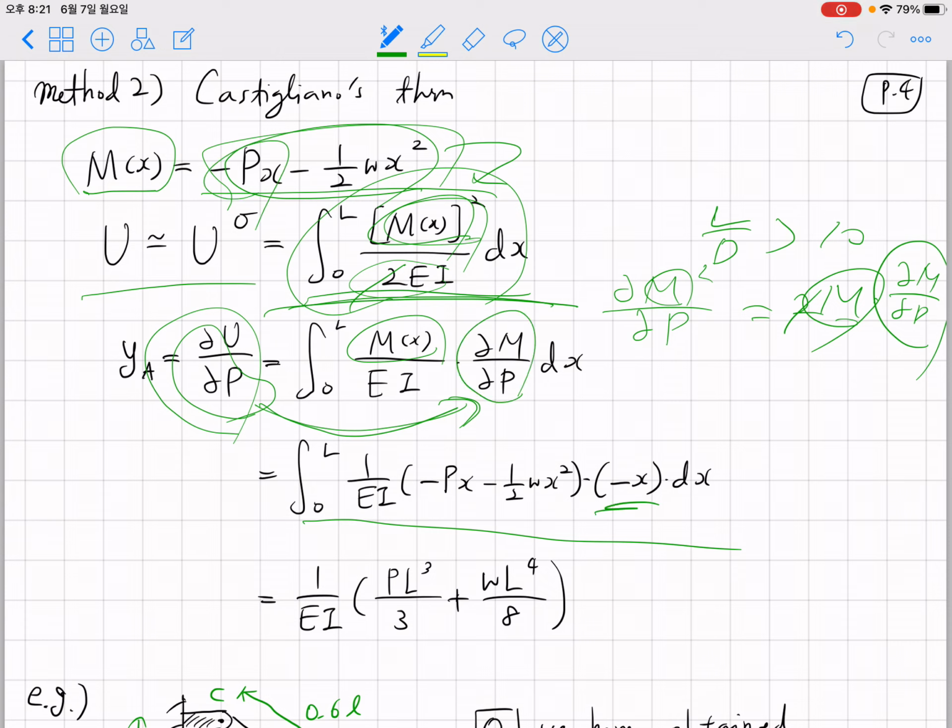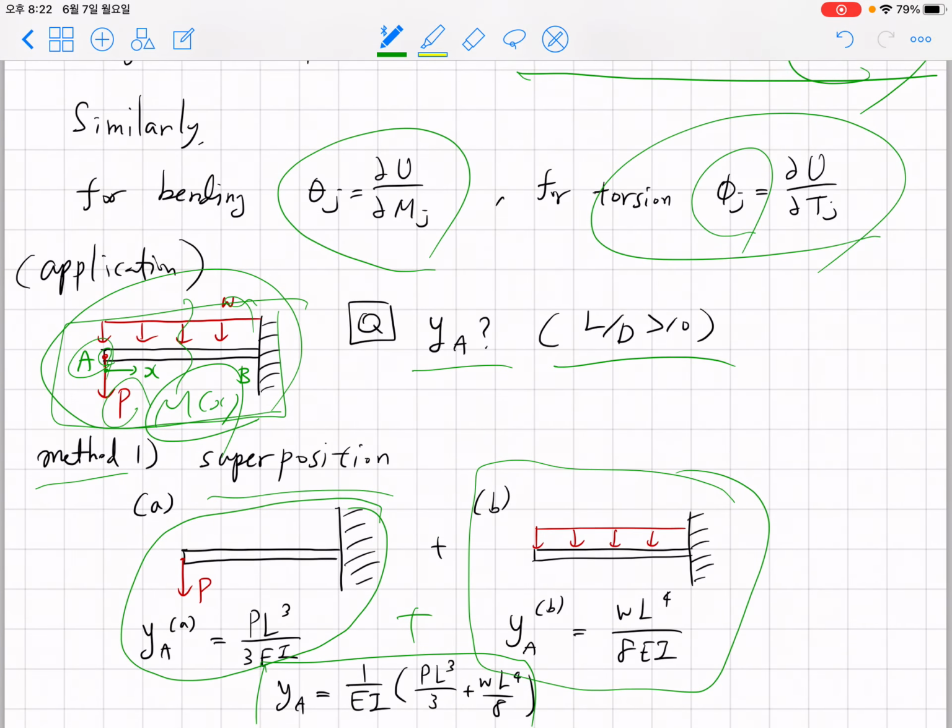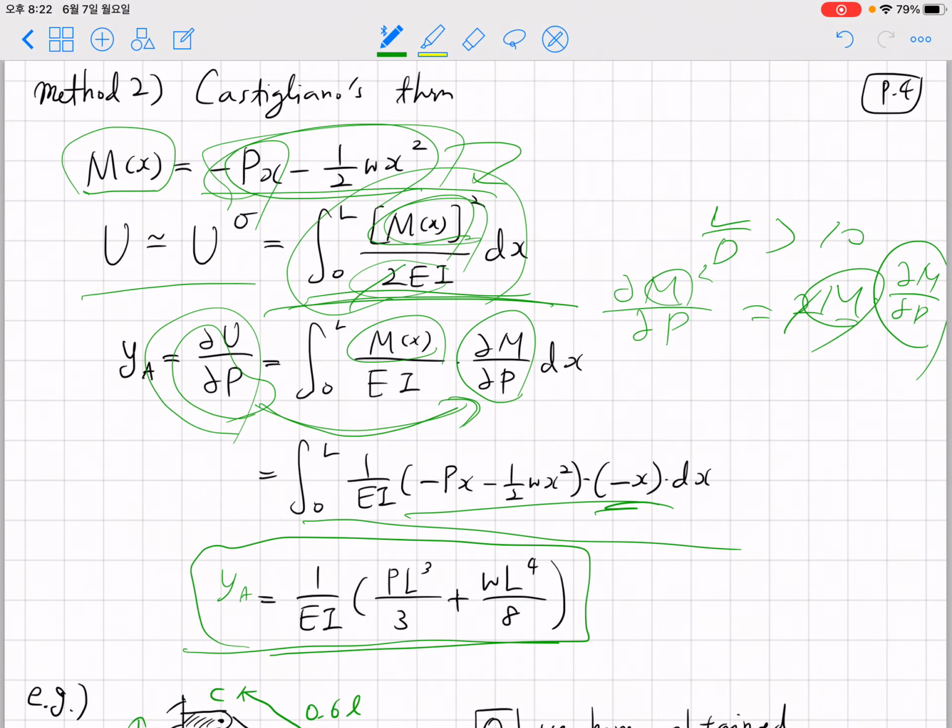Okay, so after performing this multiplication and performing the integral, you have the answer for YA. And if you compare this answer with the answer we obtained in the previous page, they are identical as expected.